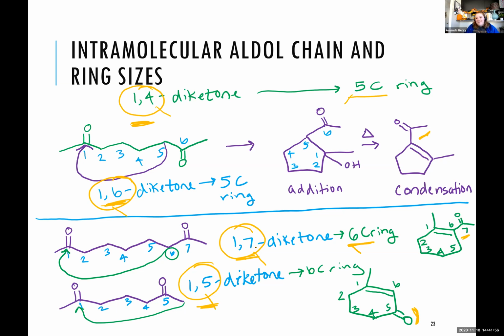This is technically not something you need to memorize though, because we can always just count. We can count our carbons. The part you would need to memorize is that you can only make 5 and 6 membered rings.